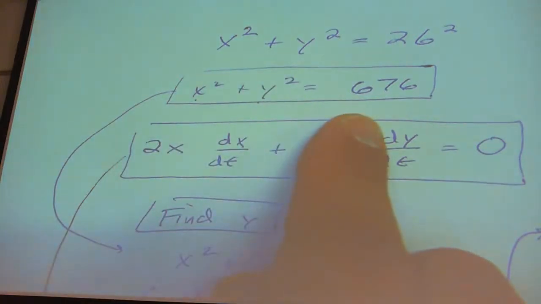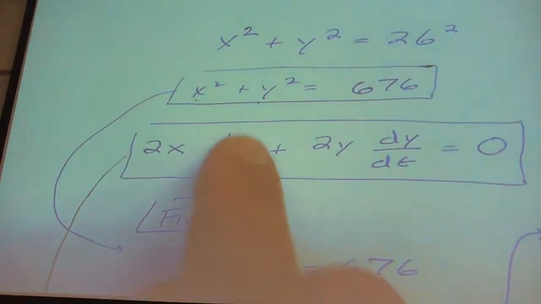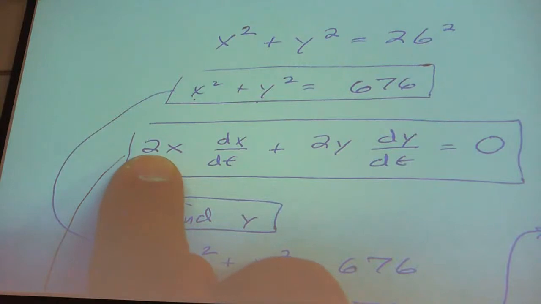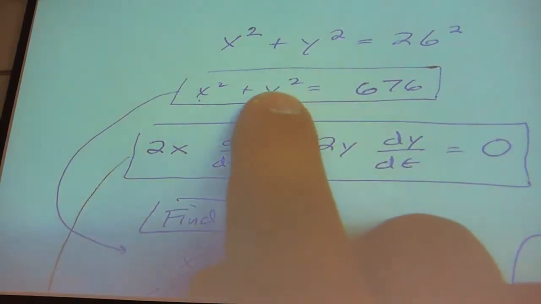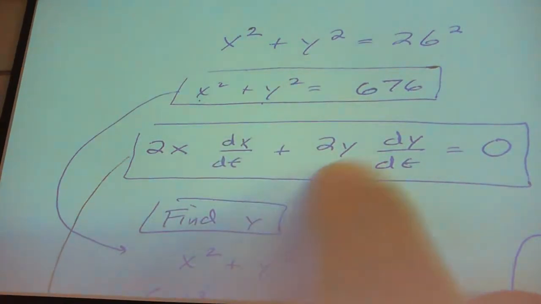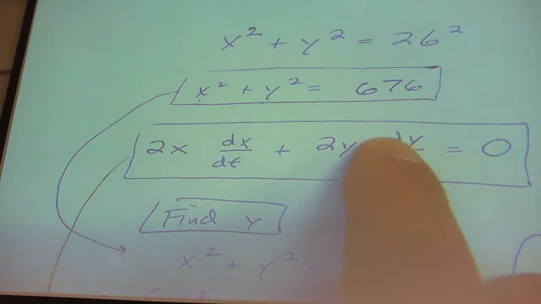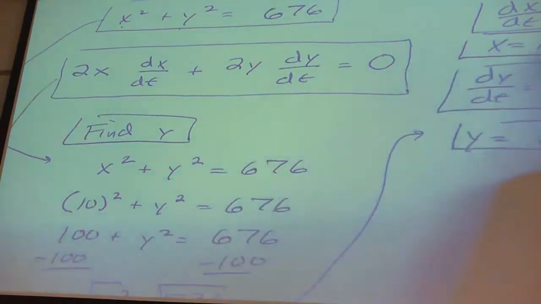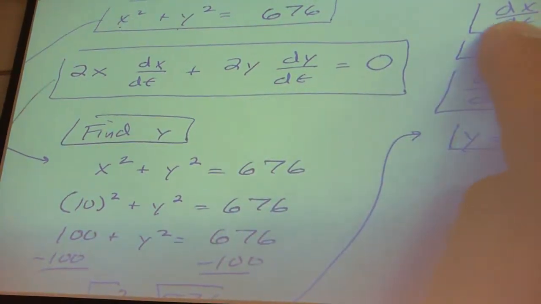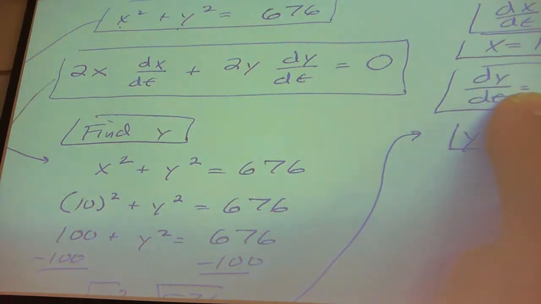But because we're taking the derivative of two variables, this is called implicit differentiation. We took the derivative of x, which is 2x, dx over dt, plus the derivative of y squared, which is 2y, dy over dt. We took the derivative of y with respect to t, and the derivative of 676 is 0. Then we looked at what we had. We're looking for dx over dt, how x is changing. It was given that x is 10. It was given that dy over dt is negative 2.